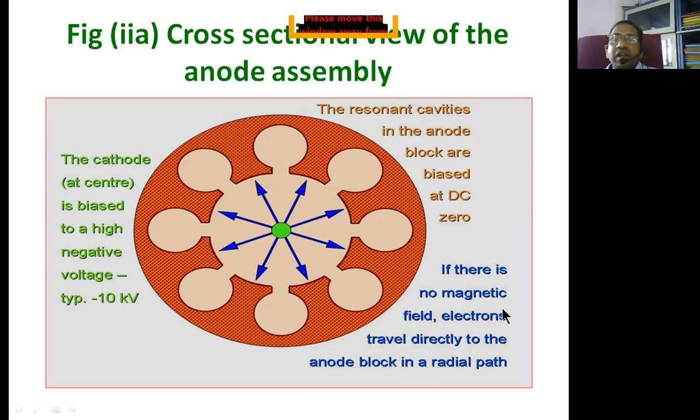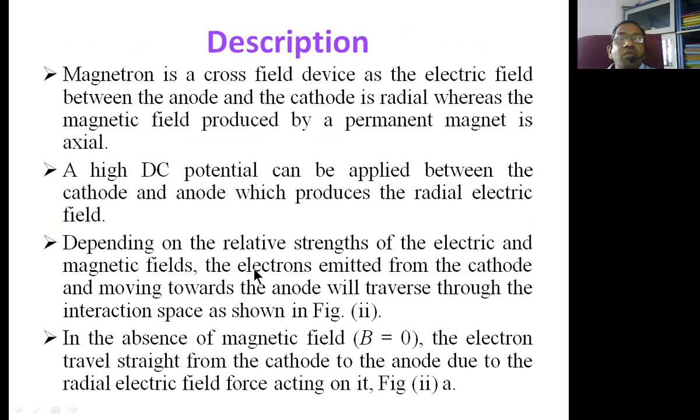So if there is no magnetic field, only the cathode is going to emit the electrons, then the electrons travel directly to the anode in the radial path itself. So this is the basic thing which we have over here. In the absence of the magnetic field, that is B equal to 0, the electrons travel straight from cathode to the anode due to the radial electric force acting on it.